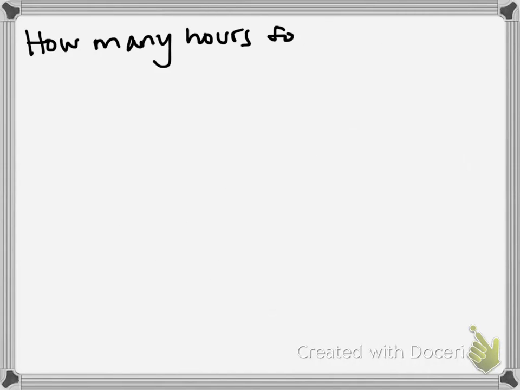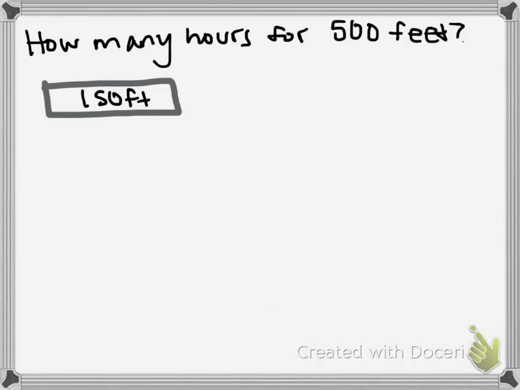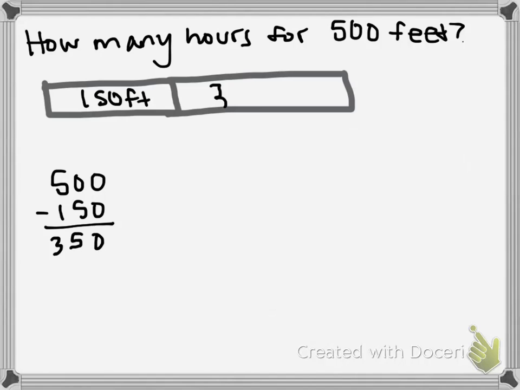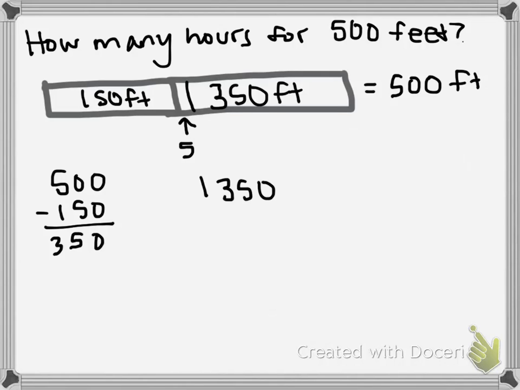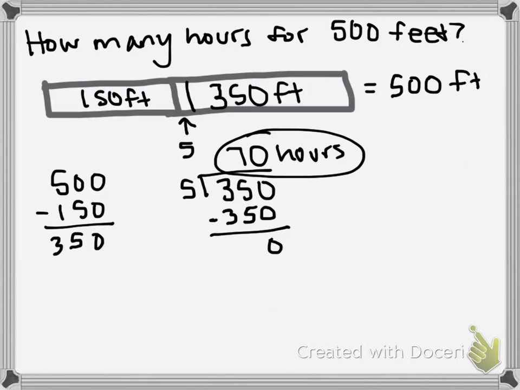Now how many hours would it take for 500 feet? So I start with 150 feet, and I need to figure out how much I'm going to build. So I'm building 350 feet extra to get a total of 500 feet. Now, my 350 feet of new walkway is going to be divided into sections that are 5 feet long. So I'm going to say 350 divided by 5 equals 70 hours. My first step was to subtract. My second step was to divide.